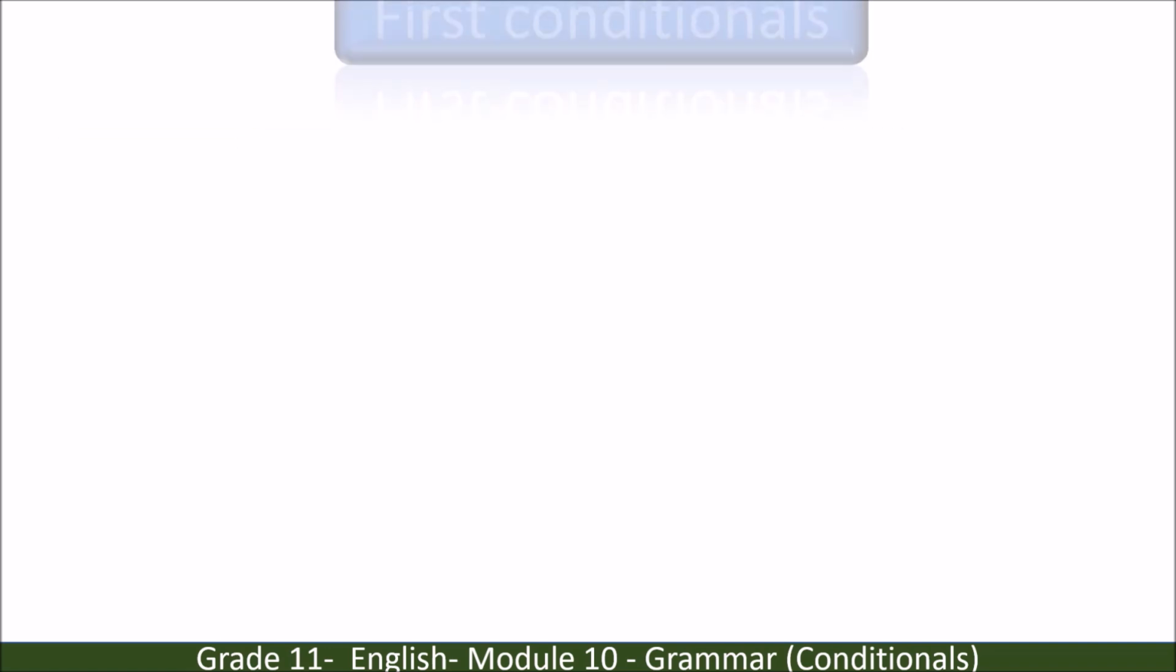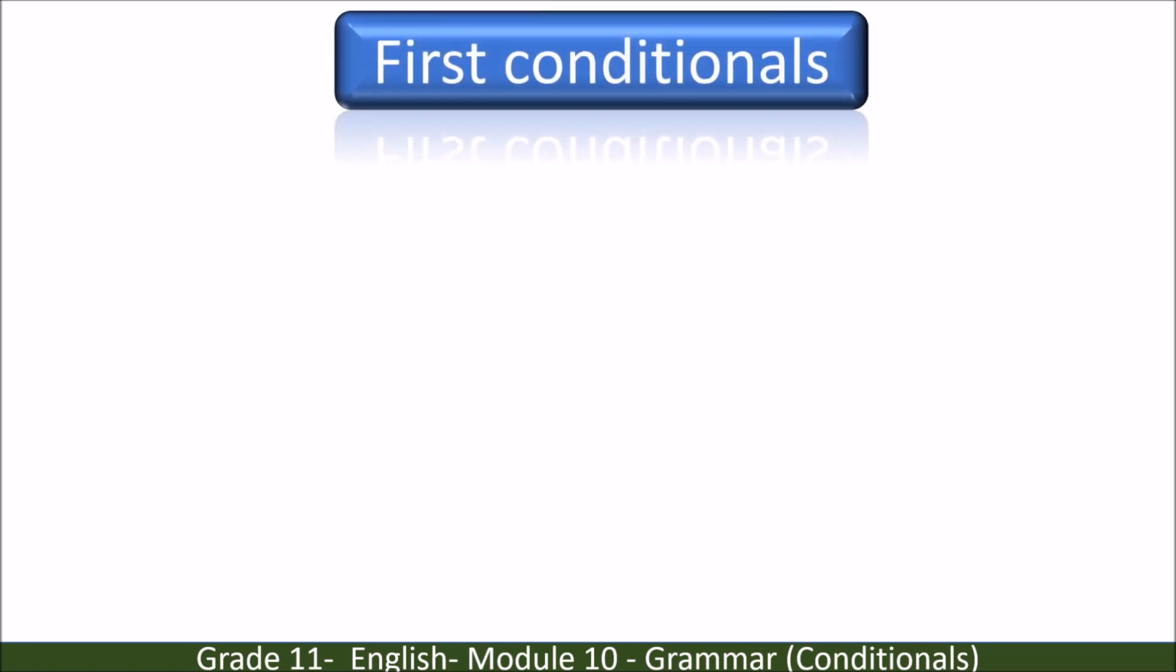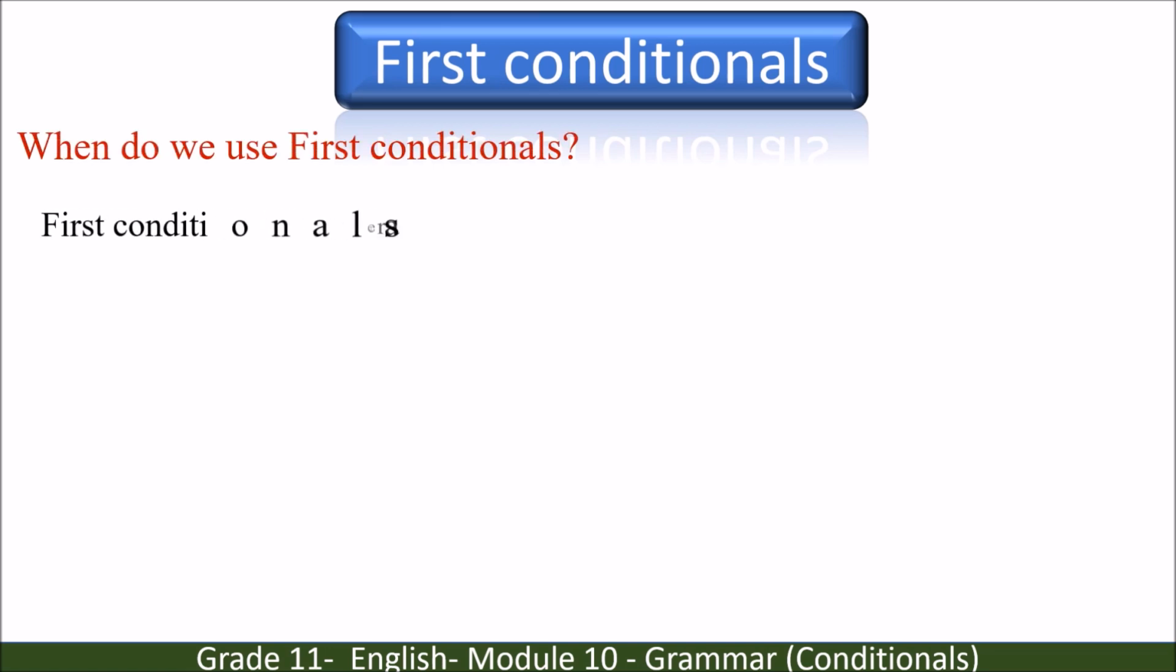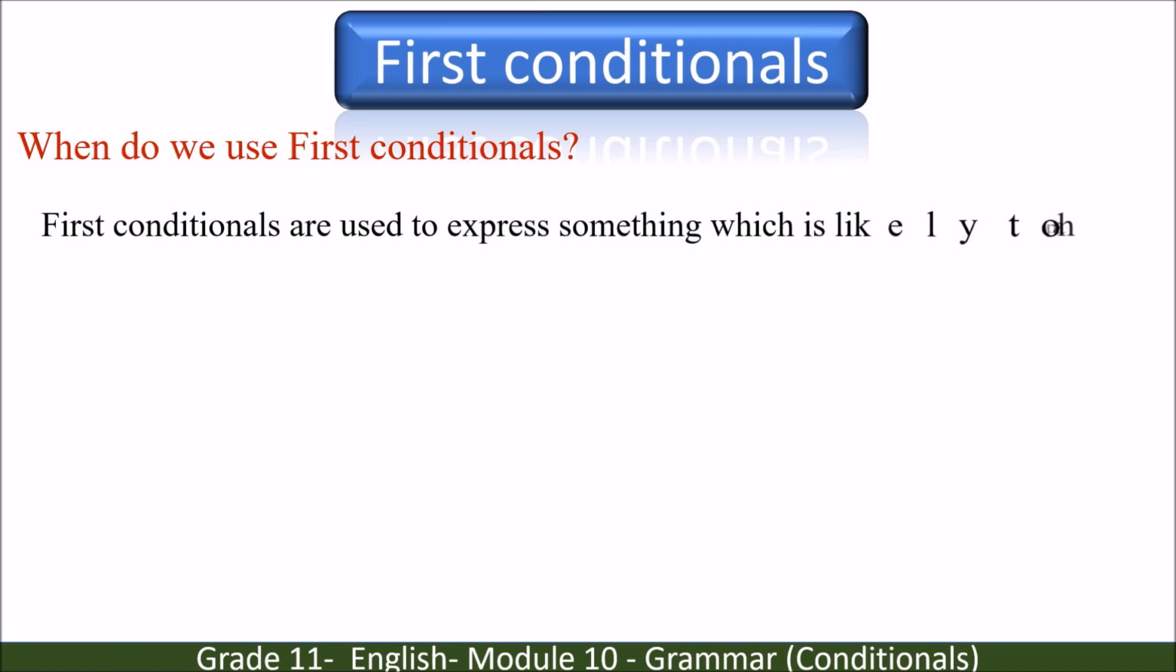Now let's look at another type of conditional sentences, first conditionals. First conditionals are used to express something which is likely to happen in the future. In other words, conditions that have a real possibility of happening in the future. Unlike zero conditionals, we are not 100% sure, but there is a big chance that it will happen. Let's look at this example.